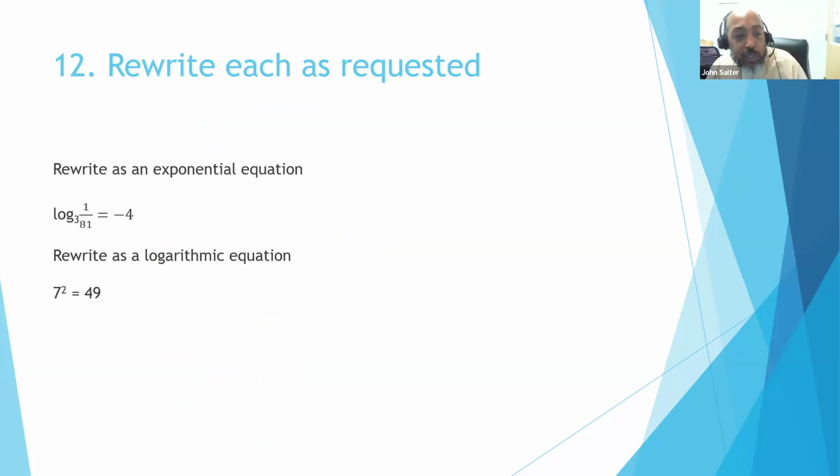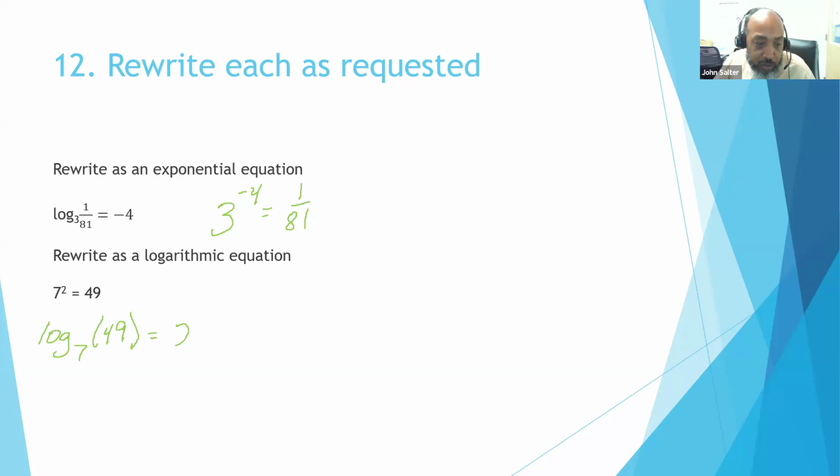Rewrite as an exponential equation. Okay, so I'm changing a log to an exponent. My base, which is 3, stays the base. My answer becomes my exponent, and my argument becomes my answer. Rewrite as a logarithmic equation. Okay, 7 to the second power, so 7 stays my base. So log base 7. And then I switch places with the other two. 49 moves to the left, and the 2 moves to the right.